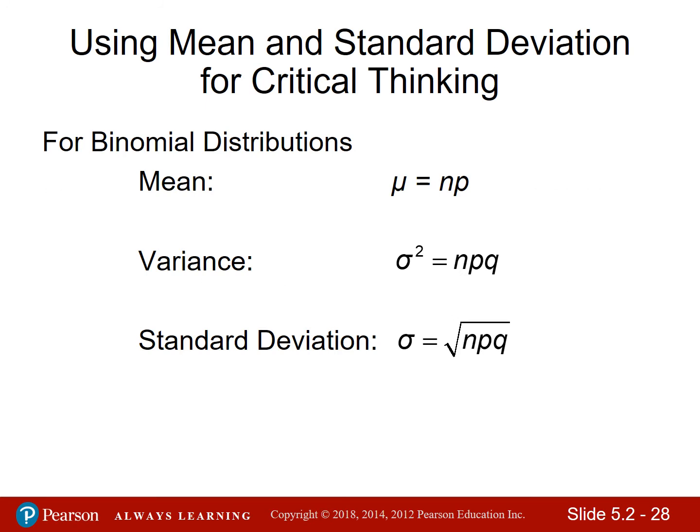So the mean is n times p. This formula you can remember. Don't memorize it, just read it and practice. Variance is n times p times q, right? So the only difference between variance and the mean is just the q, right? And the standard deviation is the square root of the variance. So you take the square root of that.